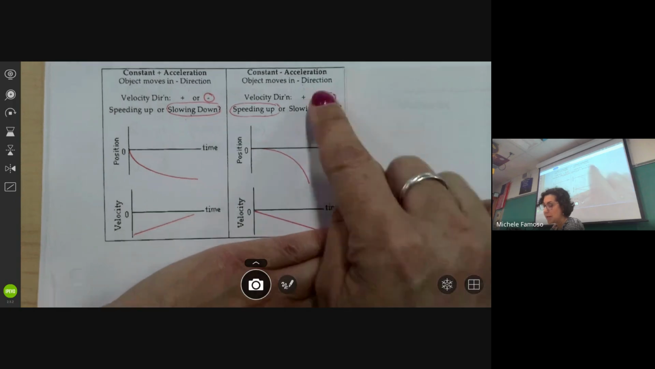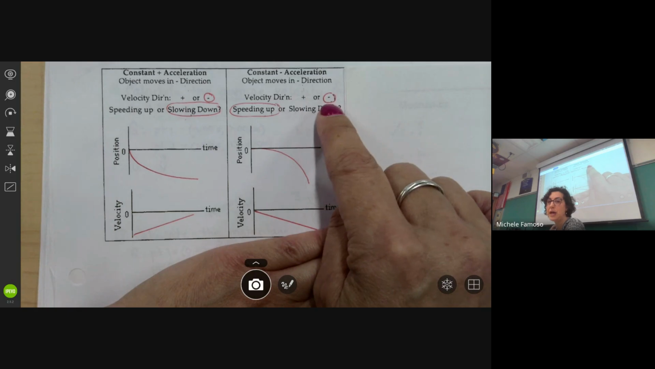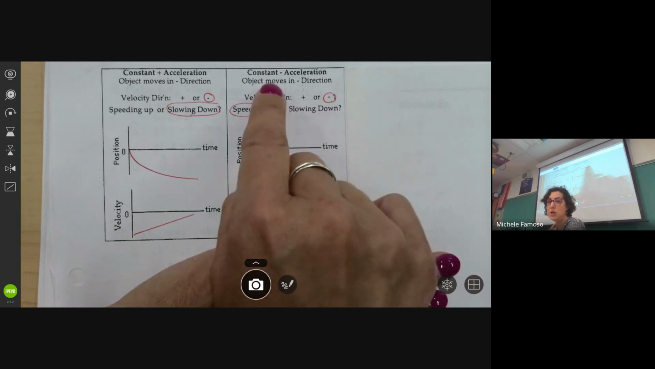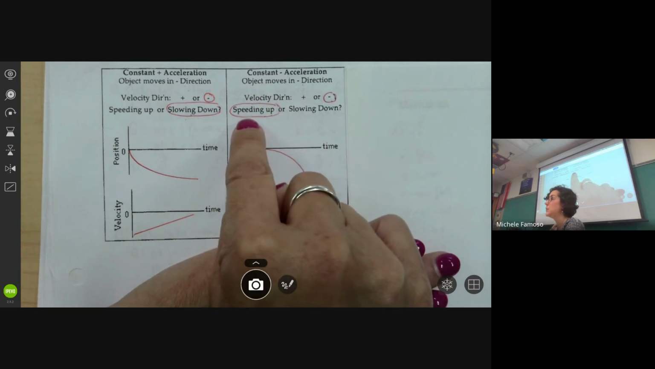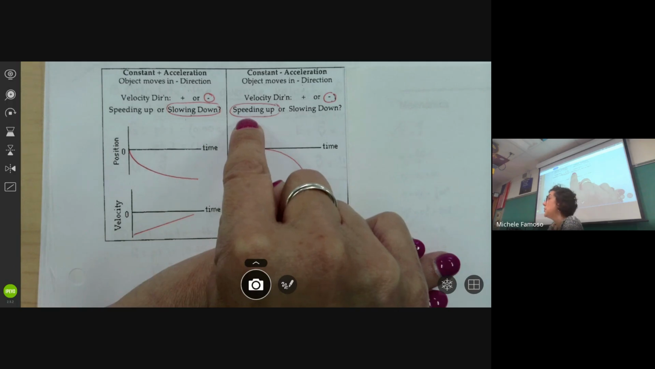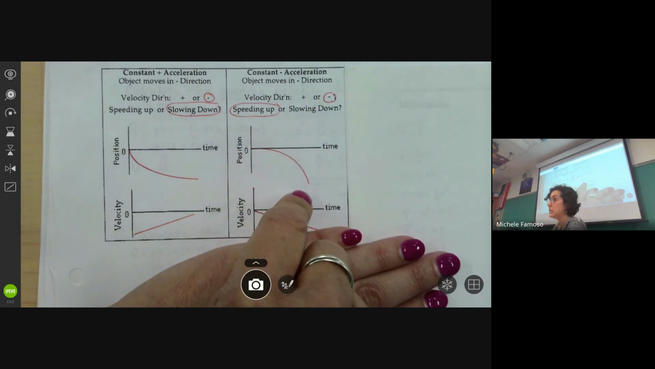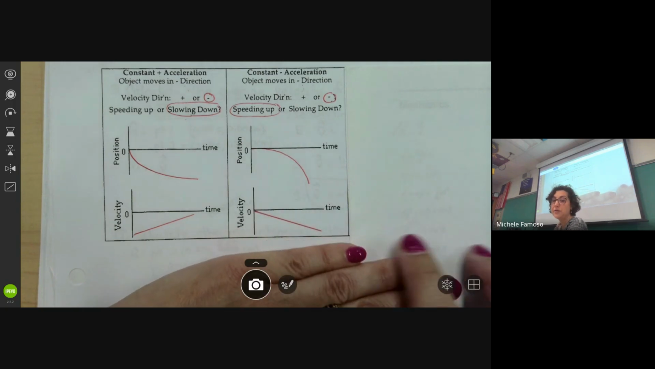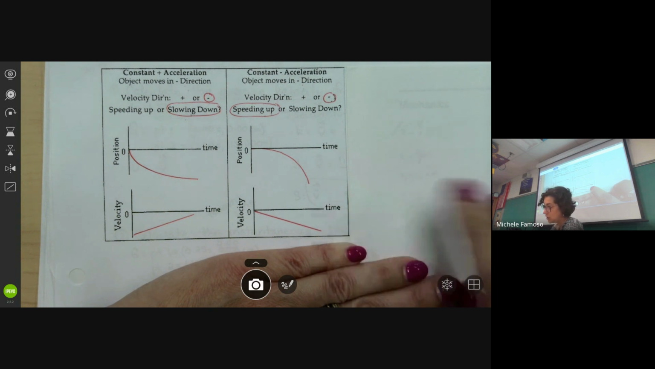The next one, constant negative acceleration, moving in the negative direction, so my velocity direction is negative. Notice the acceleration and the velocity are the same sign, so that means I'm speeding up. Speeding up, going to the left, in other words. That means my parabola for the position time graph needs to go down and get steeper. My velocity graph should be down in the 4th quadrant, diagonal line with a negative slope. The negative slope means negative acceleration.